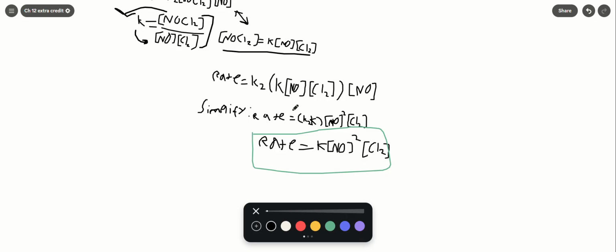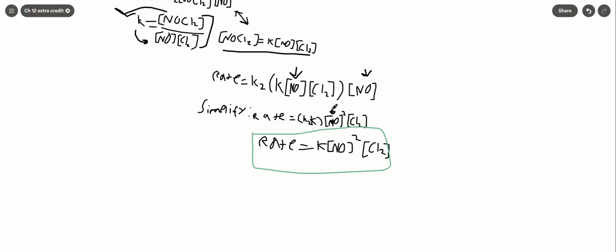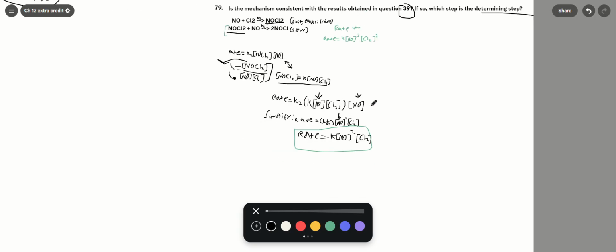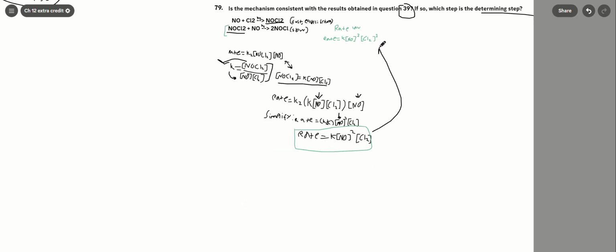Then we can simplify what we have by combining the two NOs here. We have one here and one here, so we don't really need to have them separated. We can combine them into NO squared. By comparing the rate law that we have here and simplifying it, it's the exact same as the one from question 39.